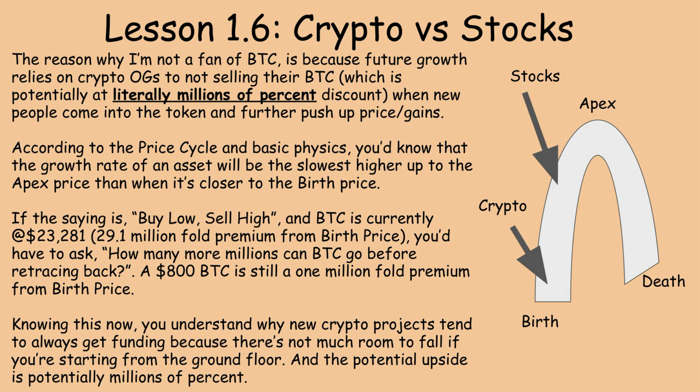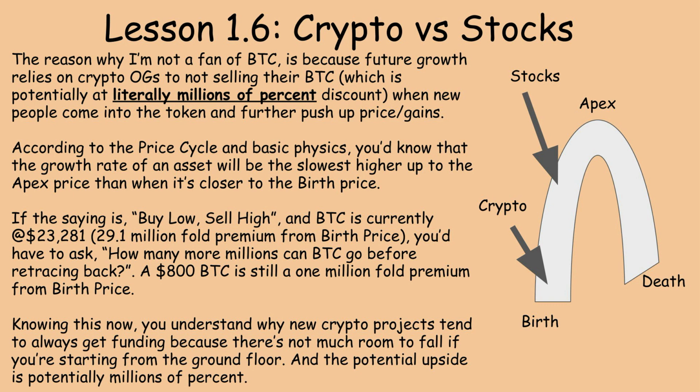I think that because of that mechanism within Bitcoin, where the primary motivation for price appreciation is really speculation, there will be an apex point at which the general Bitcoin community won't see any more reasonable appreciation within the coin. According to the price cycle and basic physics, the growth rate of an asset will be the slowest higher up, near the asset's apex price, than when it's closer to the birth price.